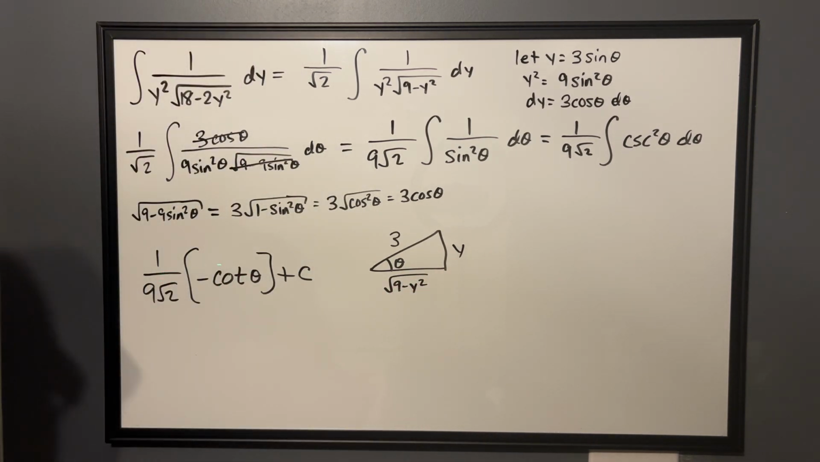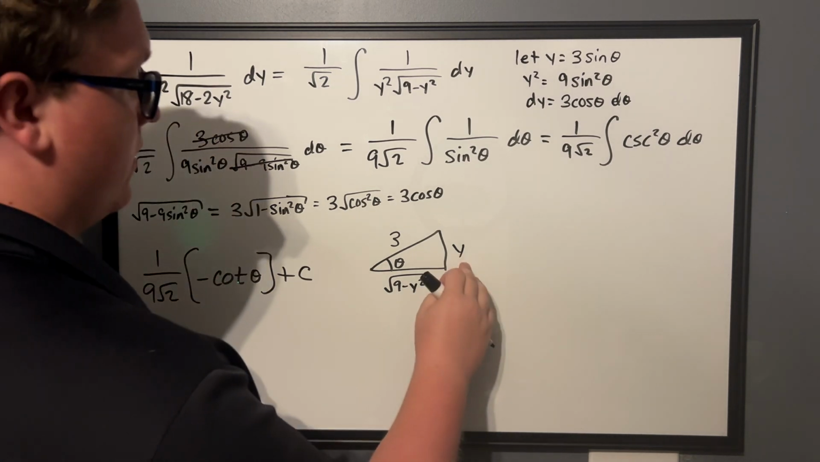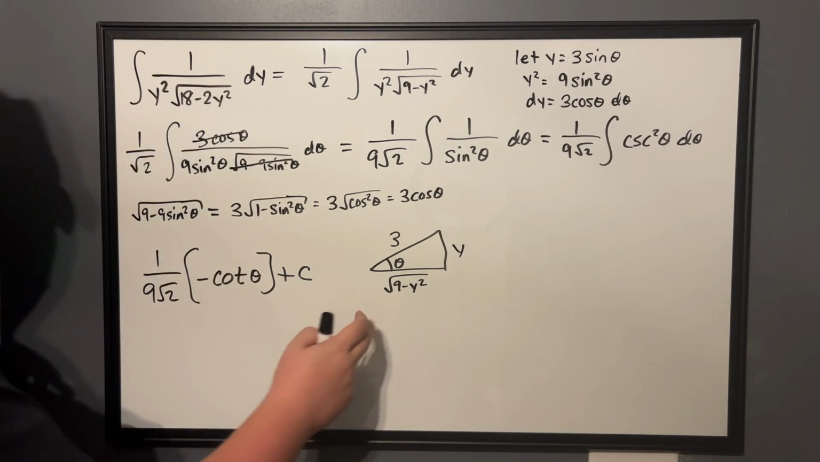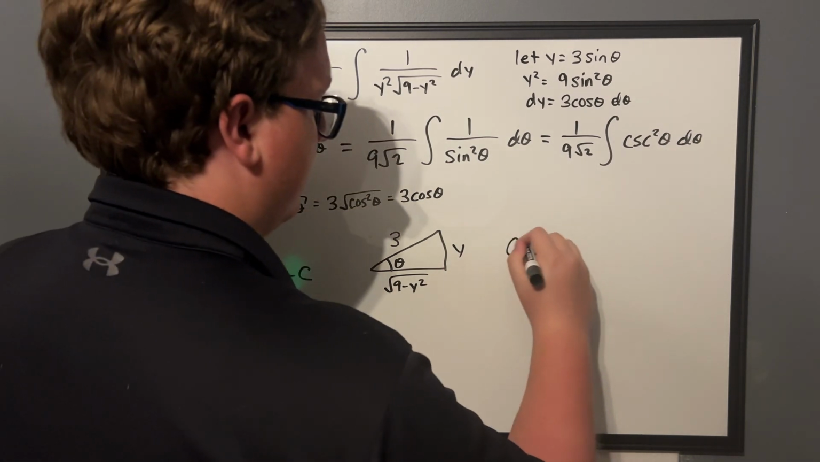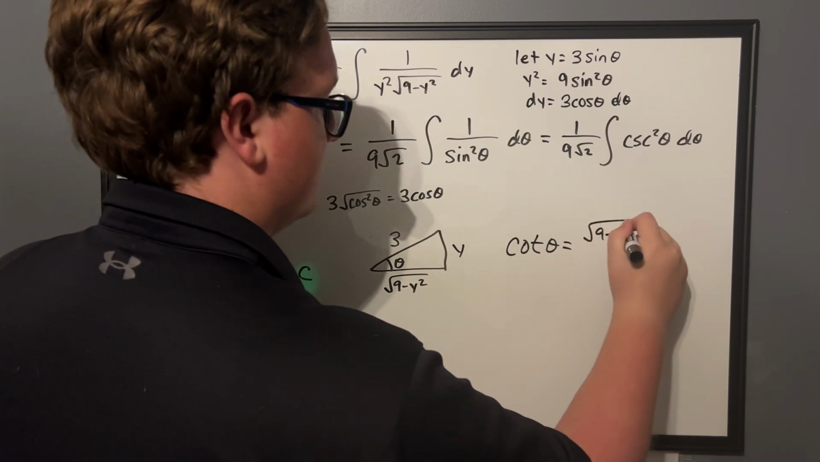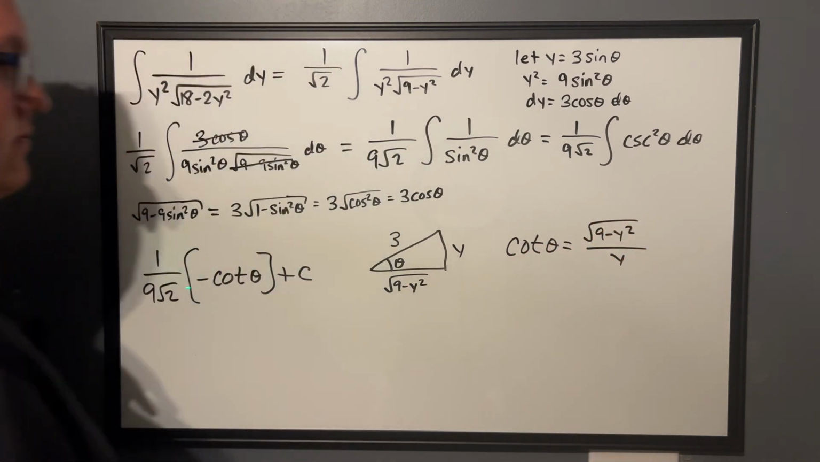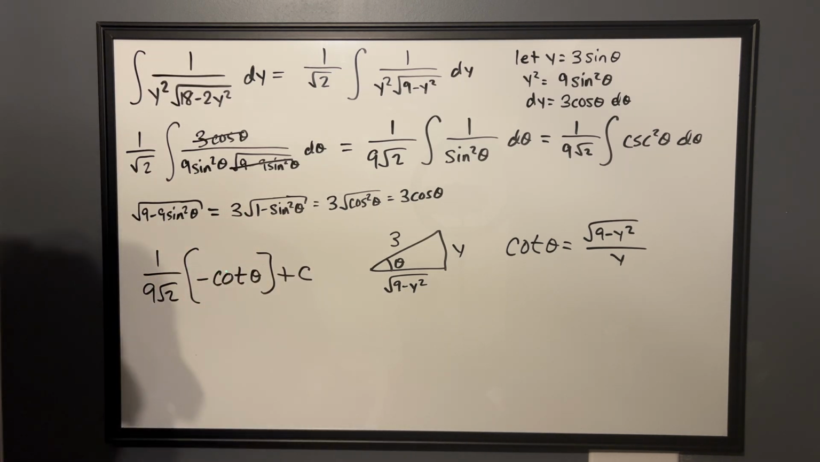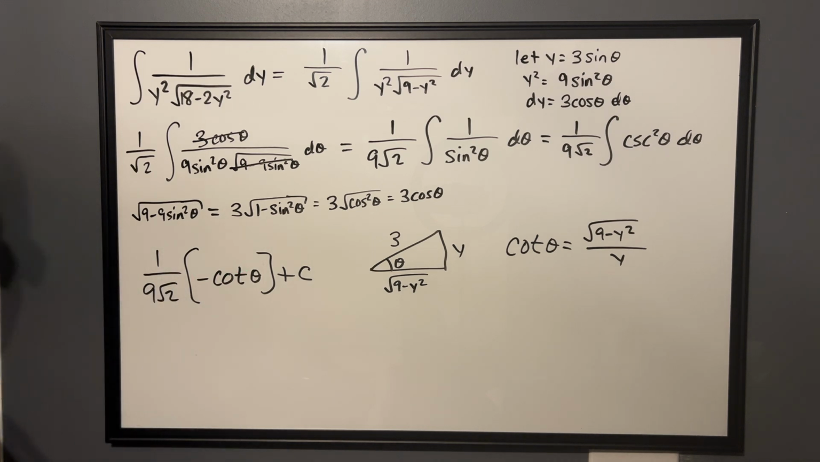And now we can get cotangent theta, because cotangent theta is always adjacent over opposite. So in our case, cotangent theta is going to be the square root of 9 minus y squared over y. And using this, now we can plug that back in for this cotangent theta, and we'll have everything back in terms of y, and we'll actually be done.